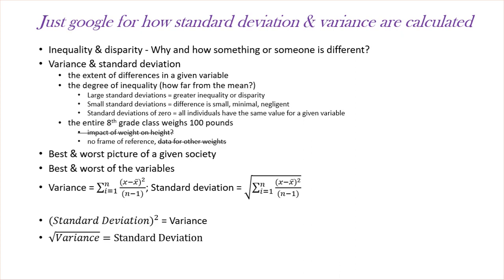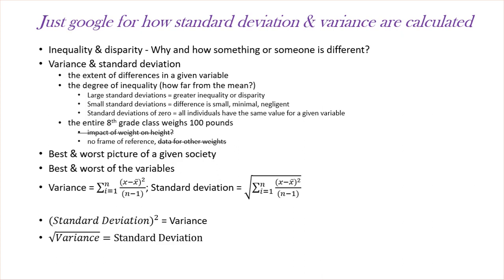Essentially, standard deviation and variance are measures of inequality and disparities. They assess how and why something or someone is different. And they assess the extent of differences in a given variable. They also assess the degree of inequality, meaning how far a case or an observation is from the mean, or how far the value for that particular case or observation is from the mean.